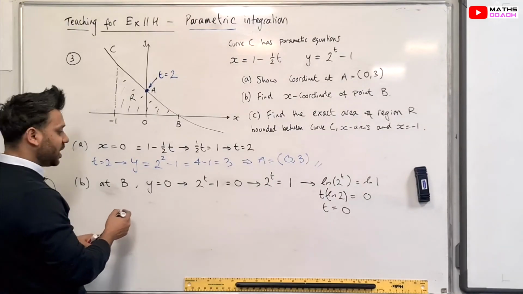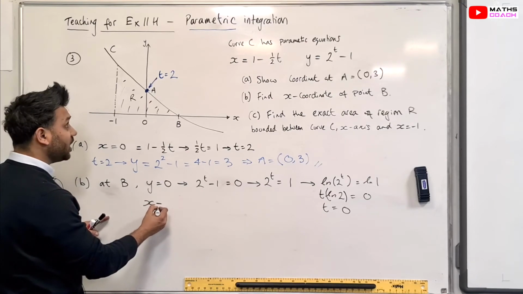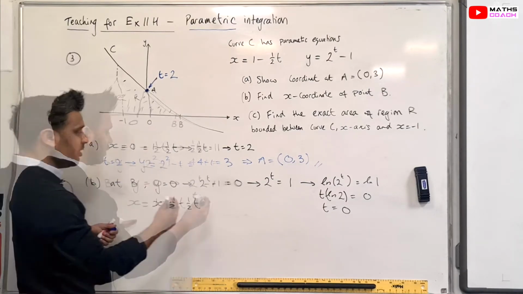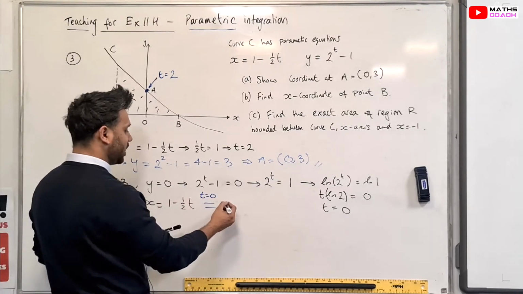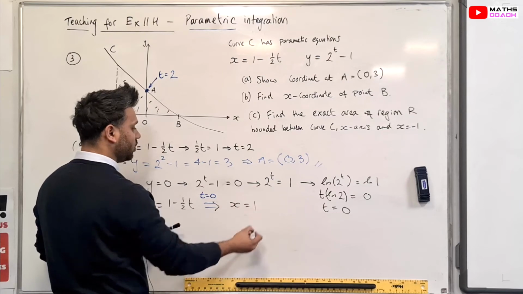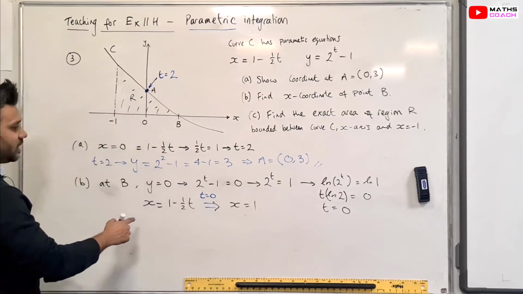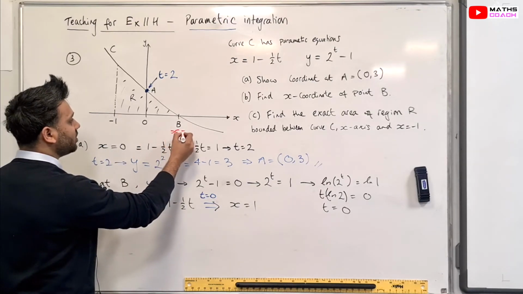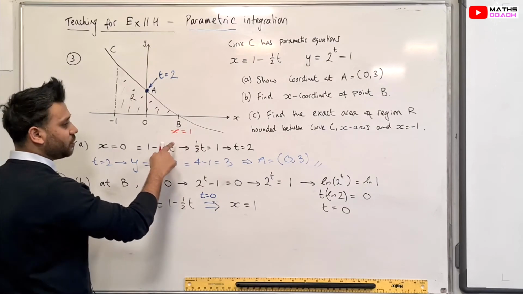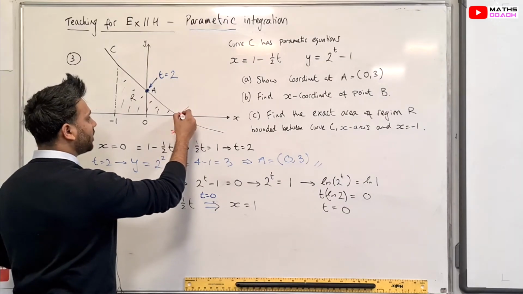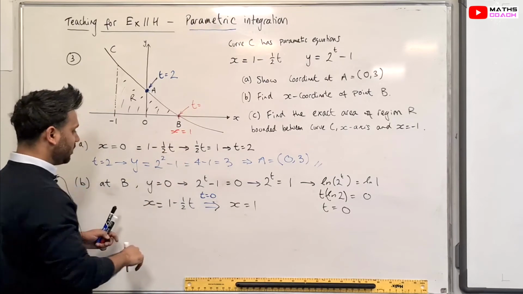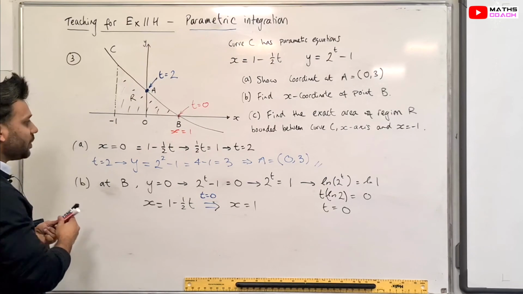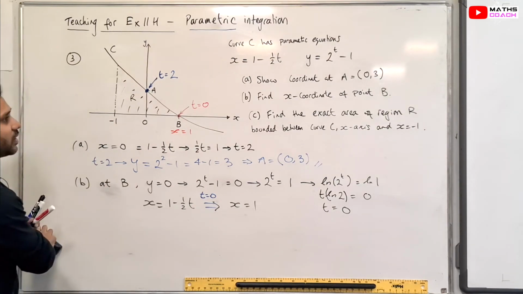So we now substitute that into the x coordinate. x is equal to 1 minus a half t. We're going to substitute in t equals 0. So that gives you x is equal to 1. So therefore at point B, the x coordinate is equal to 1. Just going to note that when x equals 1, we worked out that the t value at point B is equal to 0. So t is 0 at this point. I'm just going to rub this all off so I can have more space for working out part C.